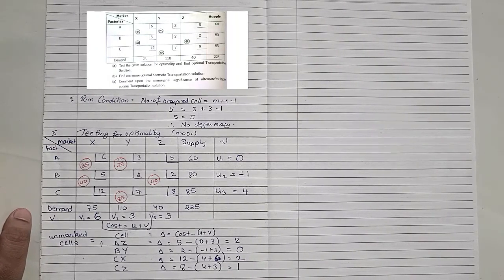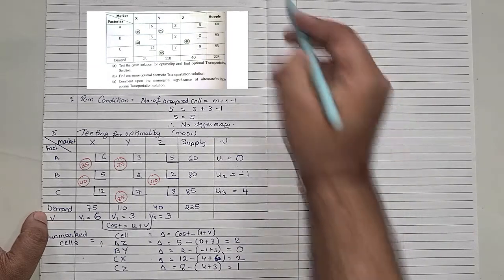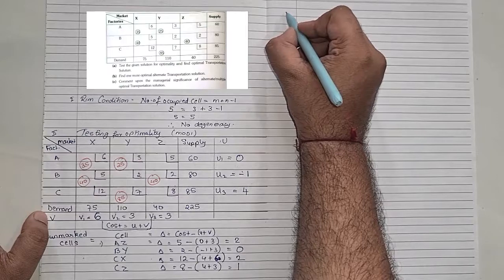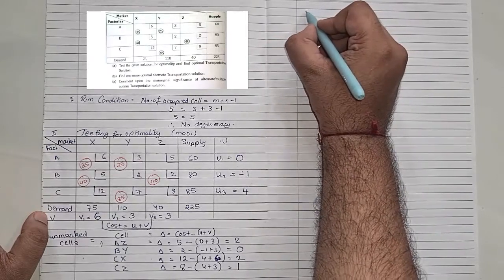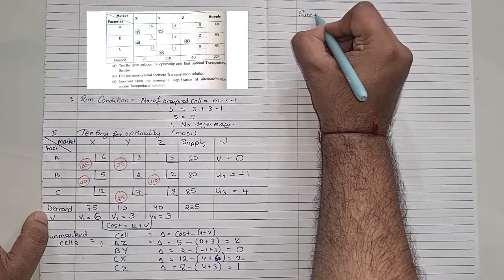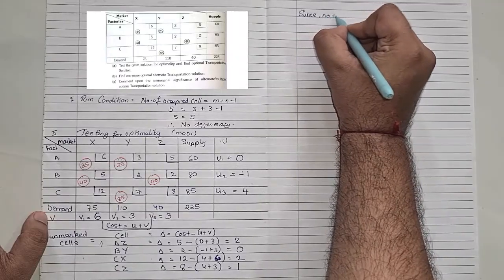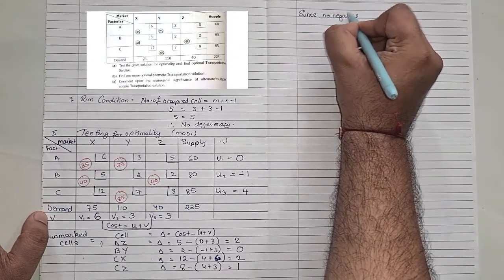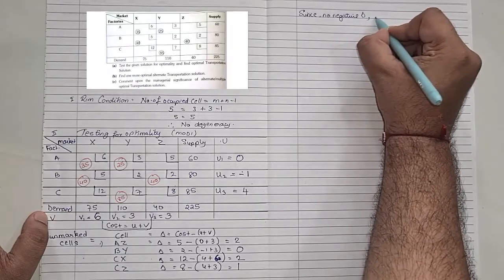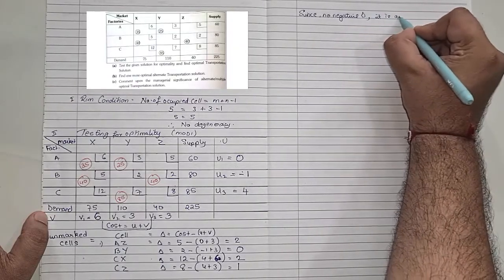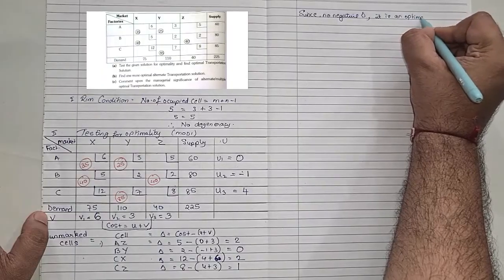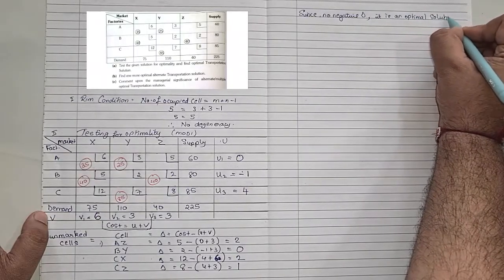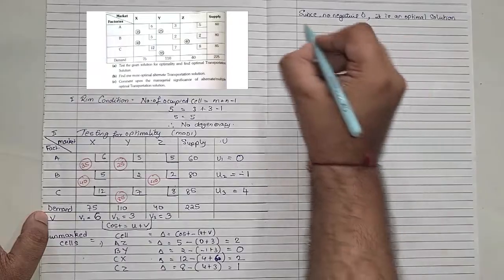In the first part of the question, they have asked us to find the given solution for optimality, and find the optimal transportation solution. So since the solution is optimal, I'll write here: since no negative change, it is an optimal solution. Since it is optimal, I can find the cost.